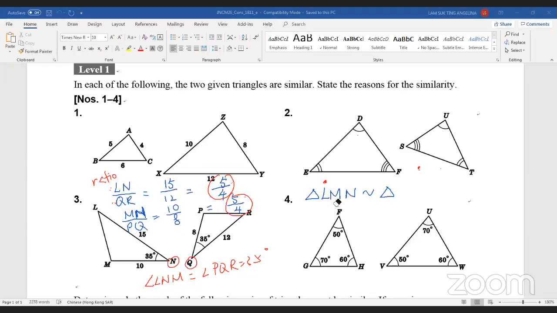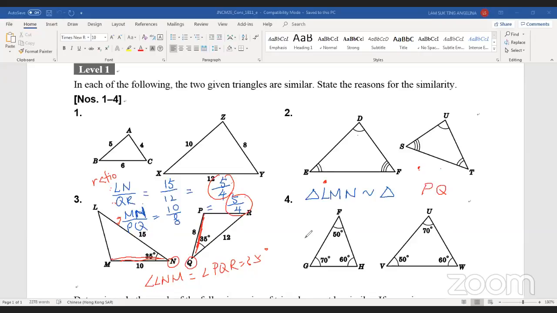Okay, LM, or maybe MN should correspond to which length? I need the pen. Look at this one. MN should correspond to PQ. Okay, and N corresponds to Q. Therefore, M should correspond to P.